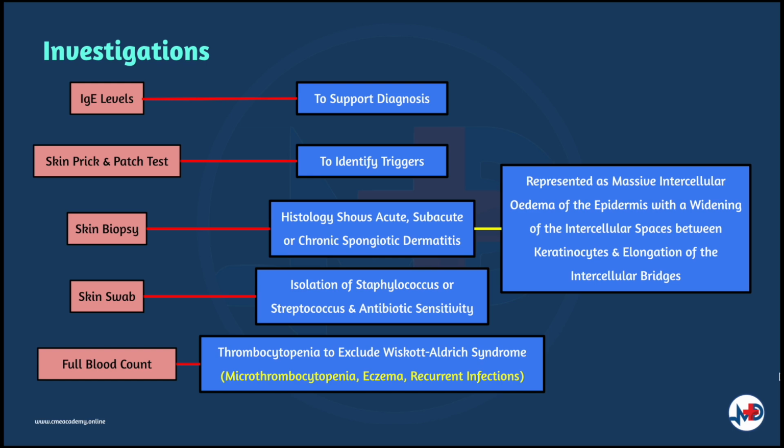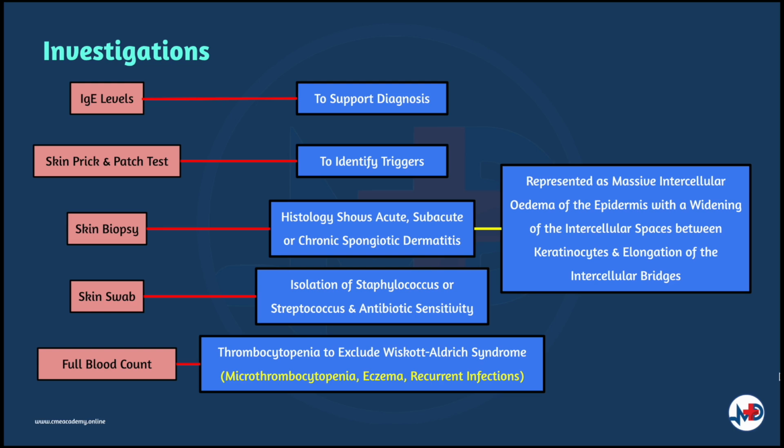Histology report will show acute, subacute, or chronic spongiotic dermatitis. Spongiotic dermatitis is represented by massive intercellular edema of the epidermis with widening of the intercellular spaces between keratinocytes and elongation of intercellular bridges. Skin swabs for organisms are taken if there is suspected skin infection; Staphylococcus or Streptococcus might be isolated, and antibiotic sensitivity can be done.